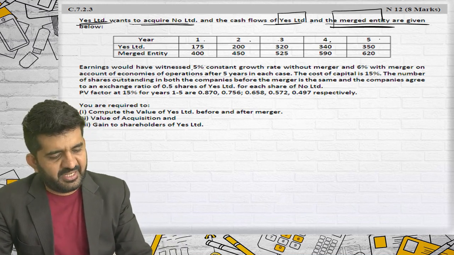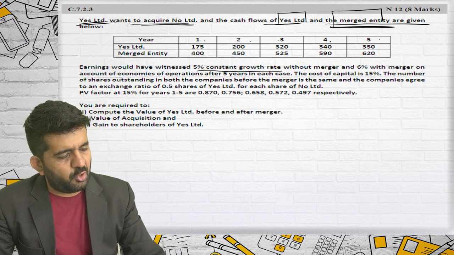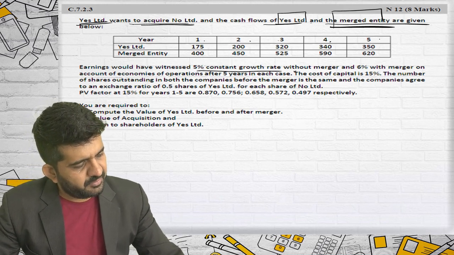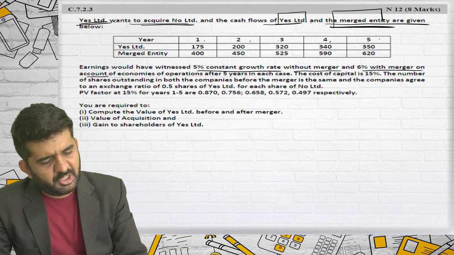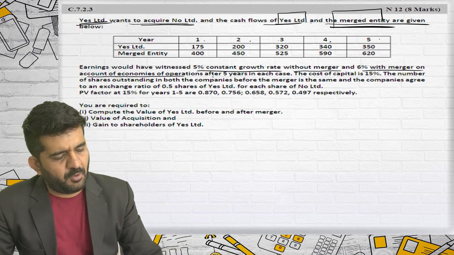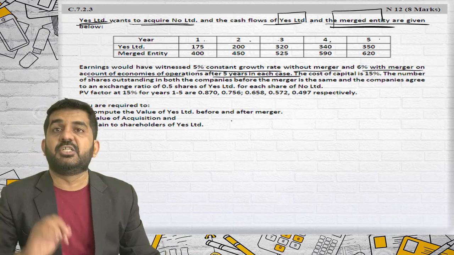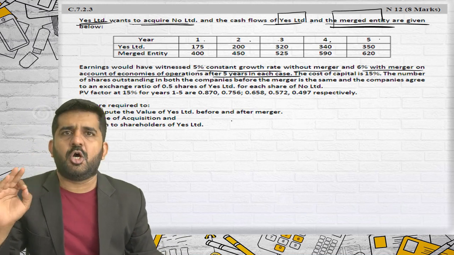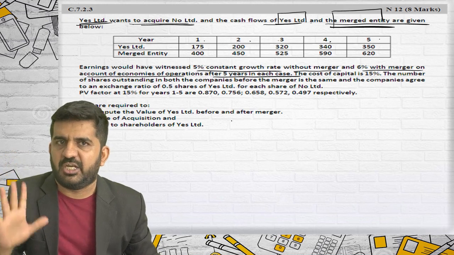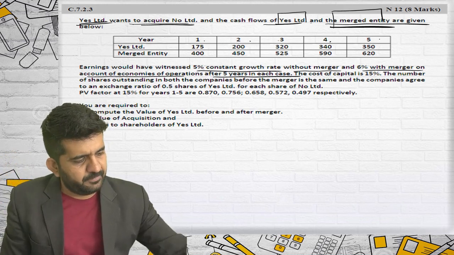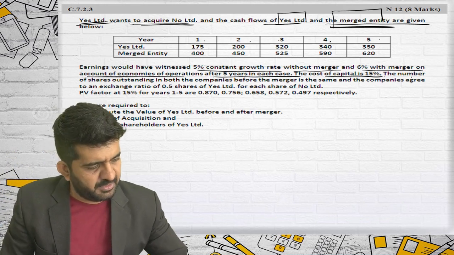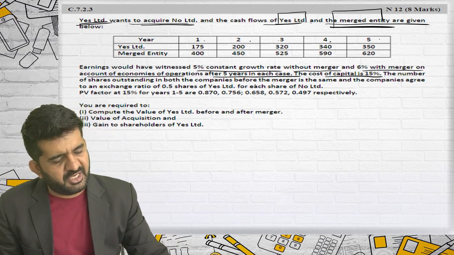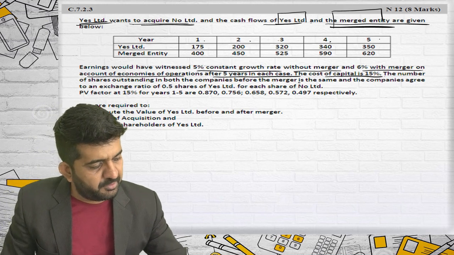Earnings would witness a 5% constant growth rate without merger and 6% with merger on account of economies of operation after 5 years in each case. Believe me, it is a pure question of valuation of security, but we will be doing it in this chapter also. The cost of capital is 15%. This will always be the purchasing company. The number of shares outstanding in both the companies before the merger is the same.